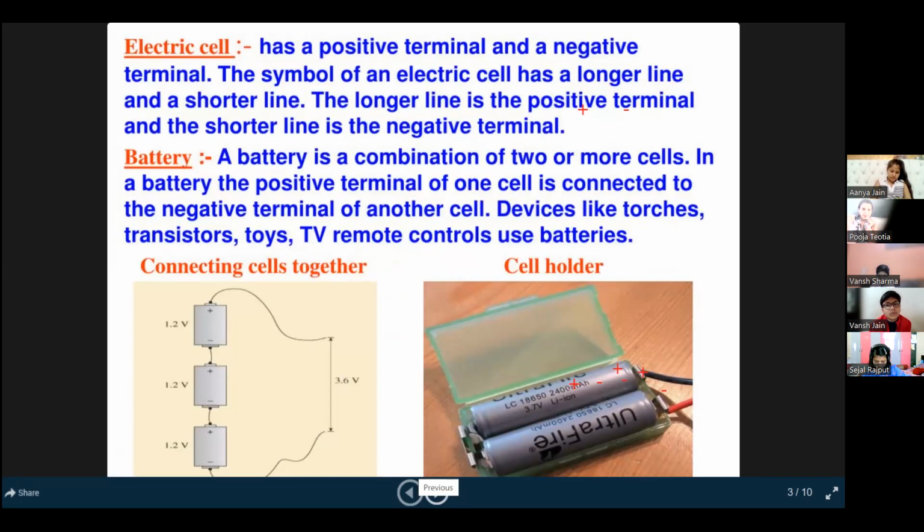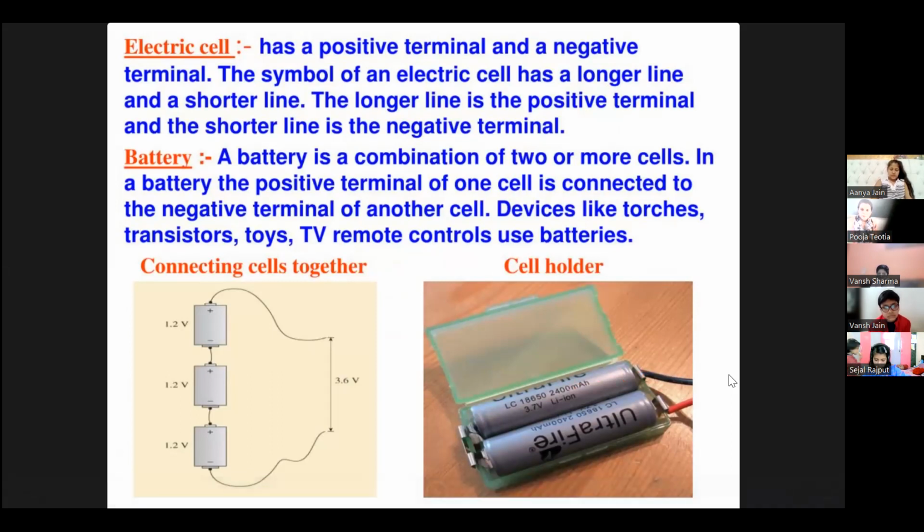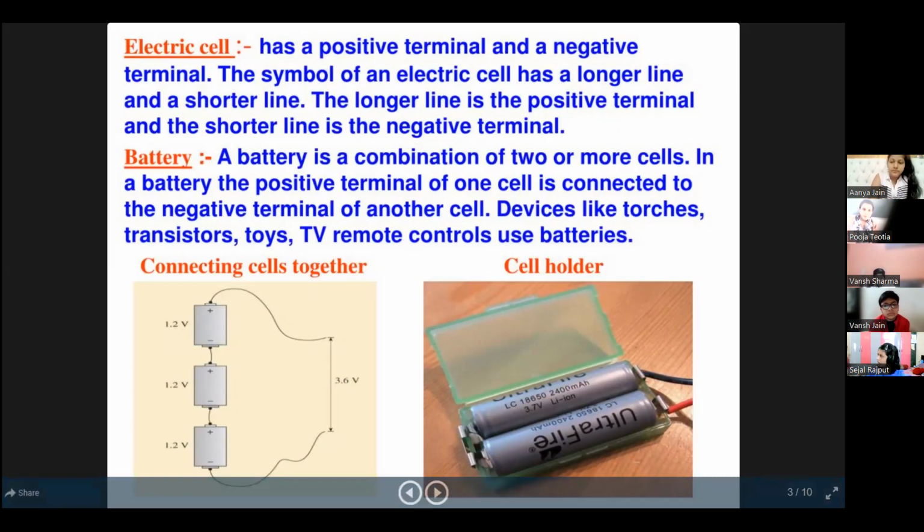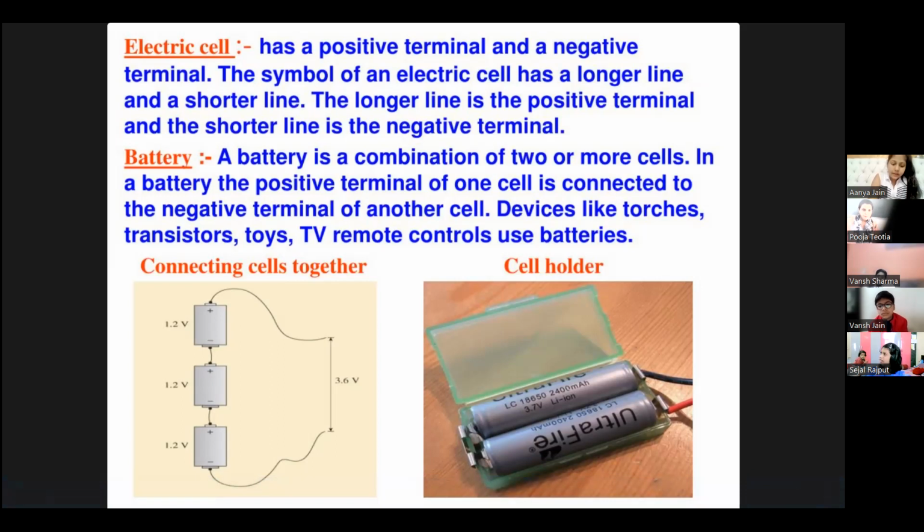Okay. Next is electric cell. Let's read about the electric cell. Yes, Vansh Sharma, read this paragraph. Okay, ma'am. An electric cell has a positive terminal and a negative terminal. The symbol of an electric cell has a longer line and a shorter line. The longer line is the positive terminal and the shorter line is the negative terminal. I hope it is clear to you.